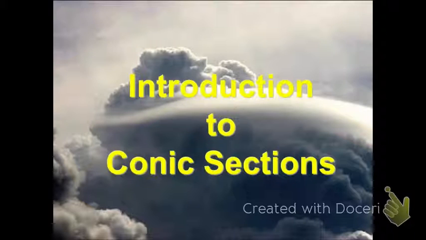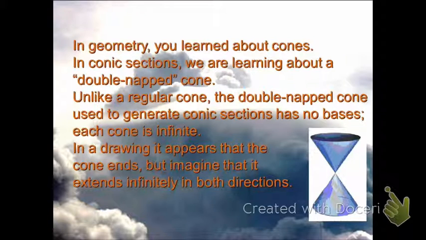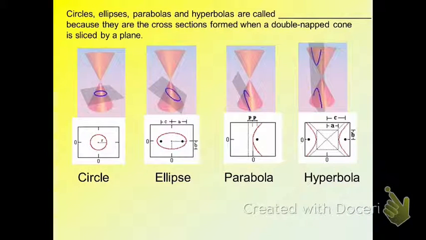So we're going to talk about a couple different conic sections. What conic sections are: if you have what is called a double napped cone, which essentially is, if you can imagine this, and then one more put on top of it at the points. That is what is called a double napped cone. So circles, ellipses, parabolas, hyperbolas are all called conic sections because they are the cross sections formed when a double napped cone is sliced by a plane.